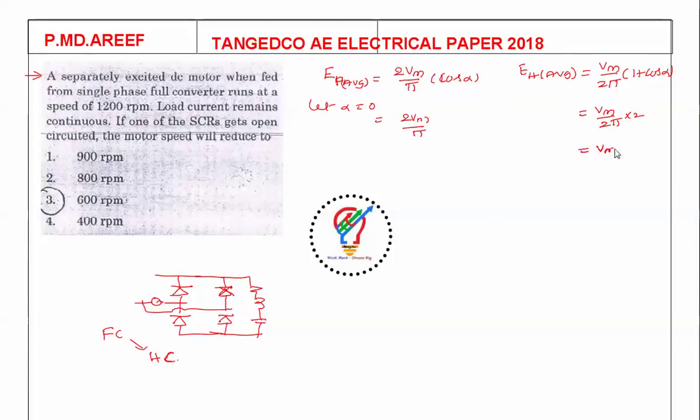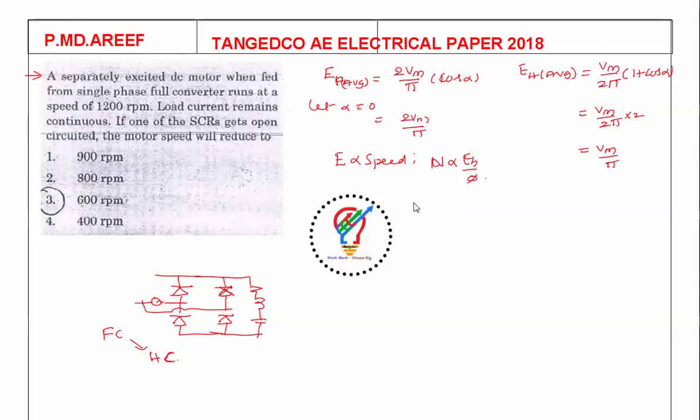So it's nothing but Vm by pi, the average value here. Now we need to find the speed. We know that EMF is proportional to speed, so from the formula N is proportional to E by phi. We have seen the concepts of DC machines in my previous short notes along with some IES questions.